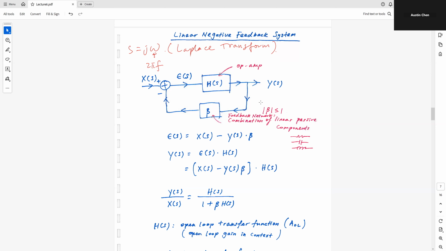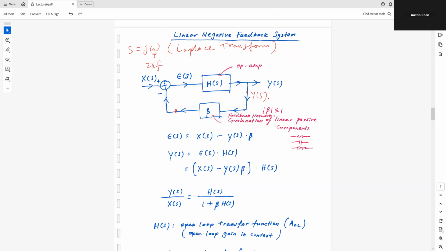Okay, so let's start from this point here, first of all. If I were to tap part of the signal from the output and send it back to the input via this beta network, then I know that over here is going to be y of s.